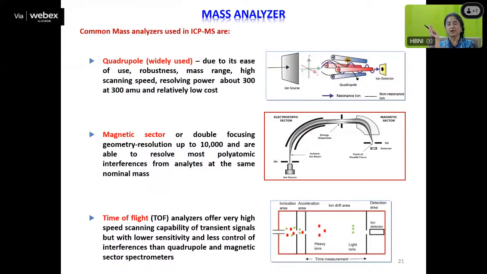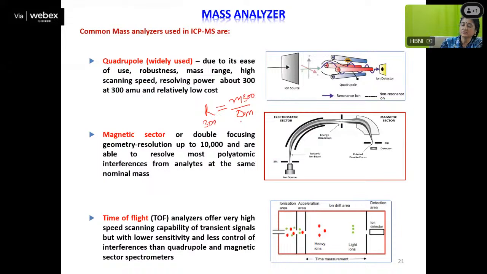One is the quadrupole, which is widely used due to its ease of use, robustness, mass range, high scanning speed, and resolving power of about 300 at 300 AMU. It is also relatively low cost. So what do you mean by 300 at 300 AMU? You know that resolving power R is equal to M by delta M.